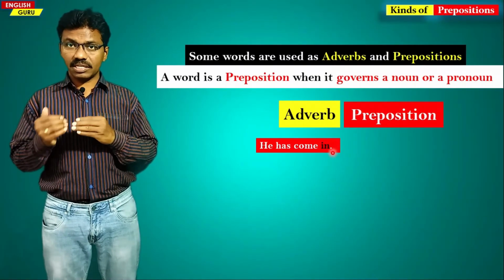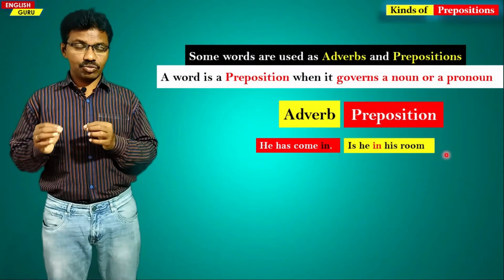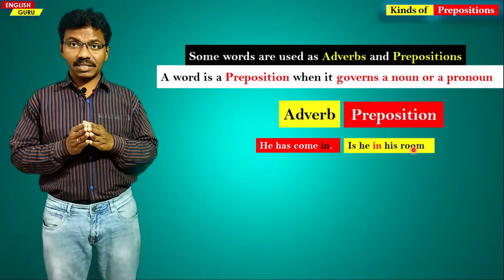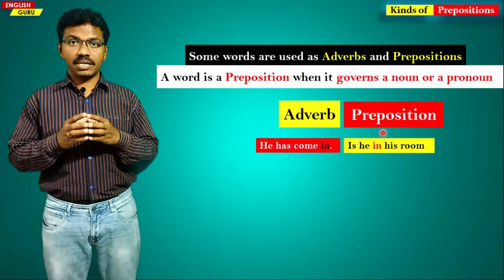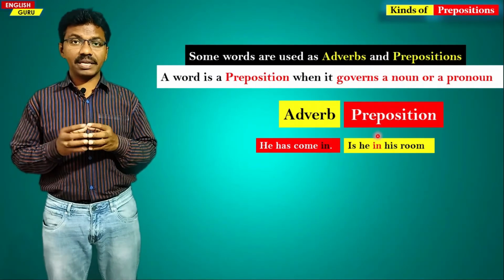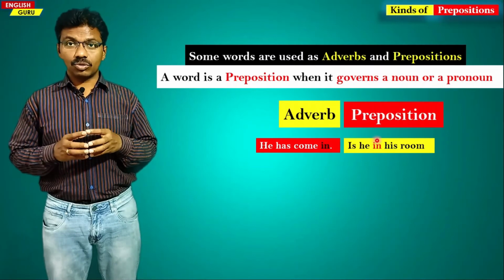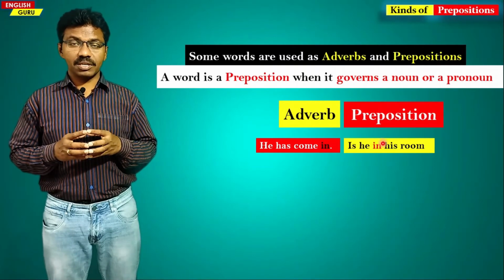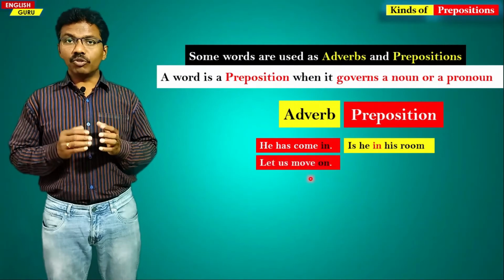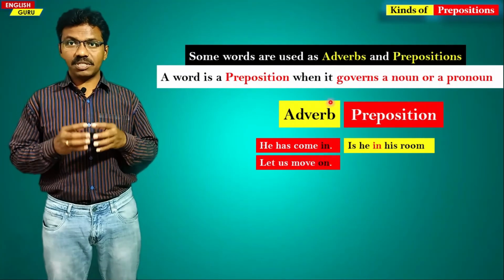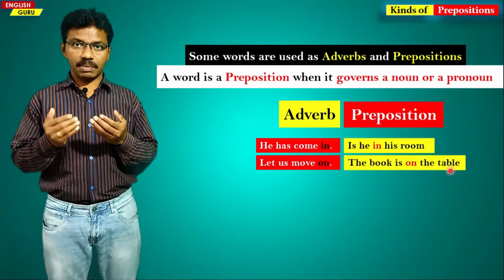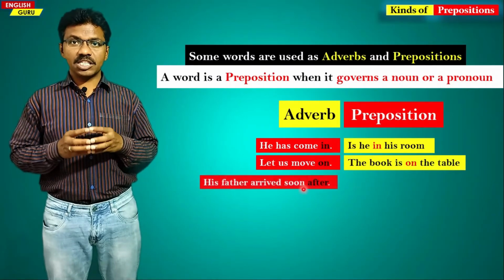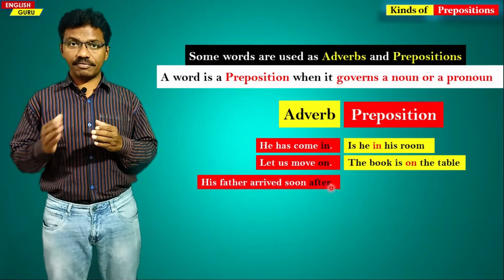Whereas in the next sentence, is he in his room? In is connecting he and room. So in is a preposition in this sentence. It is governed by a noun, room. In a similar way, let us move on. On is an adverb in this sentence, whereas in the next sentence, the book is on the table, on is a preposition. In the next sentence, his father arrived soon after.